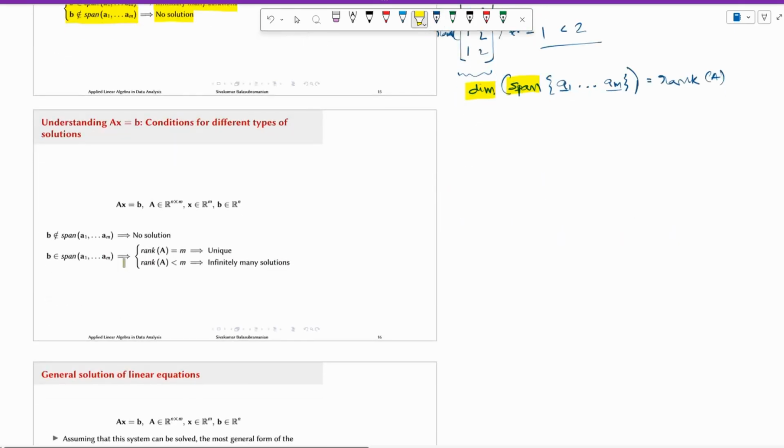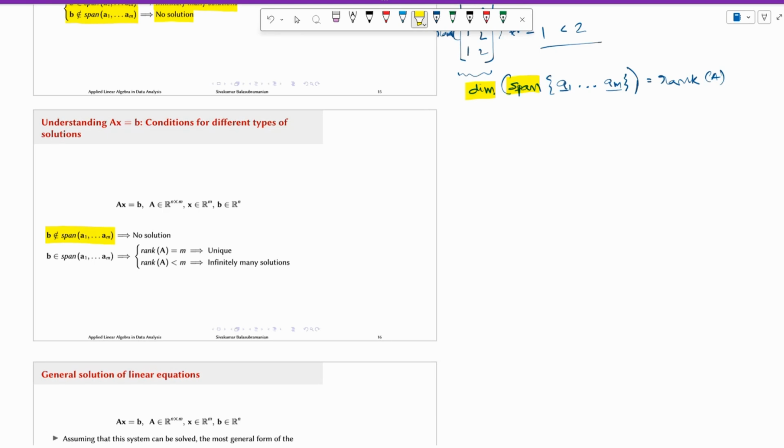These are essentially the conditions that we need to know what kind of solution Ax equals B has. Whenever B is not in the span of the columns of A, there is no solution. You cannot solve it, which makes sense. The only thing I can produce by doing Ax is the span of the columns of A, because the span contains all the linear combinations of the columns of A. When you do Ax, you're taking a linear combination of the columns of A.